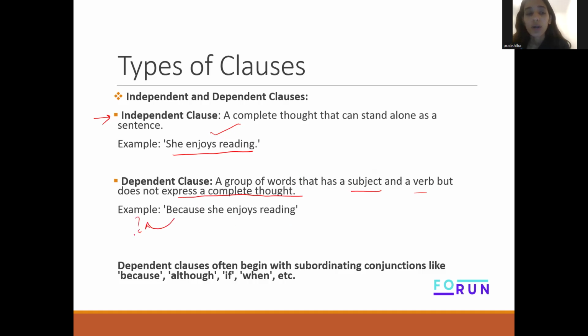So it's not complete because she enjoys reading. Okay, but because what? We have to always think, it does not make sense, right? If I just come to you and say, because she enjoys reading, you would say, okay, and then what? Why? It does not make sense. That is dependent. Dependent clauses often begin with subordinating conjunctions like because, although, if, when, etc. All these are used to give more information.